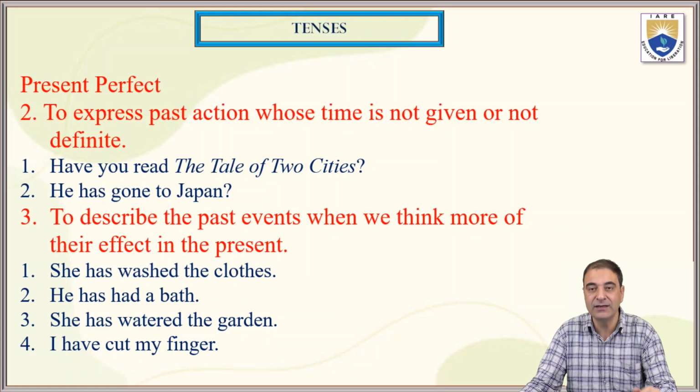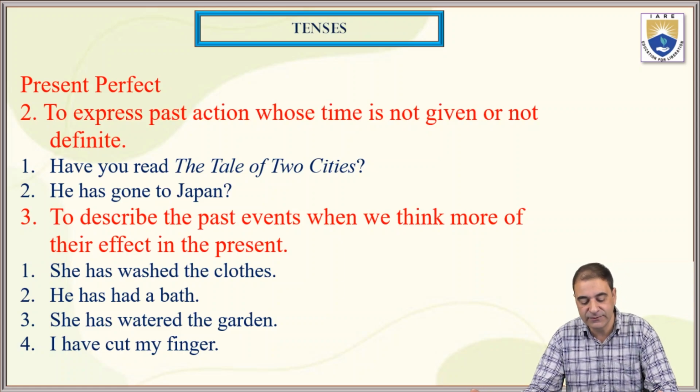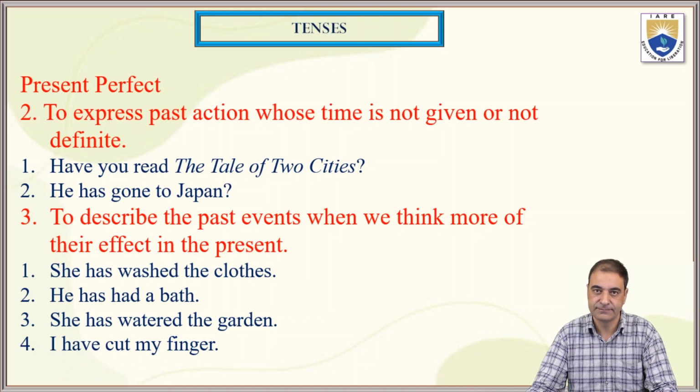In fact, look at the second one. To express past action whose time is not given or definite, we use this present perfect tense to talk about distant past.